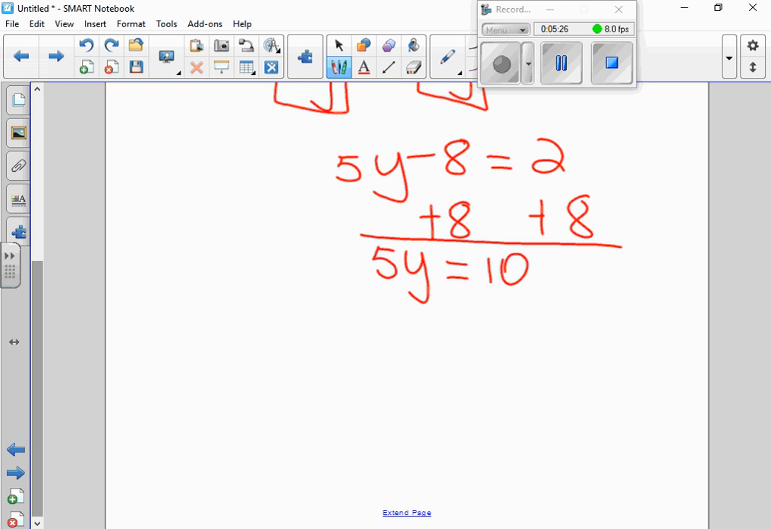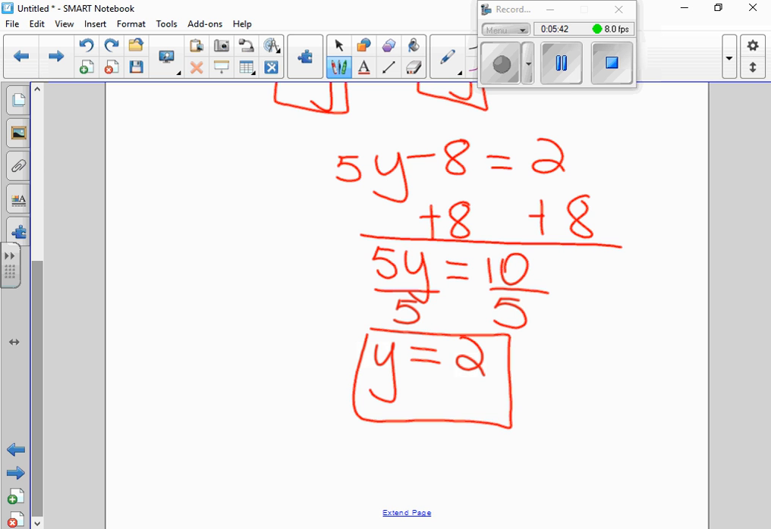10. Let me shift the board a little bit. Right, so you say 8 plus 2 gives me 10. Now we're going to get rid of the 5 by dividing it on both sides. So we have y equals 10 divided by 5 gives me a positive 2 for my y value.